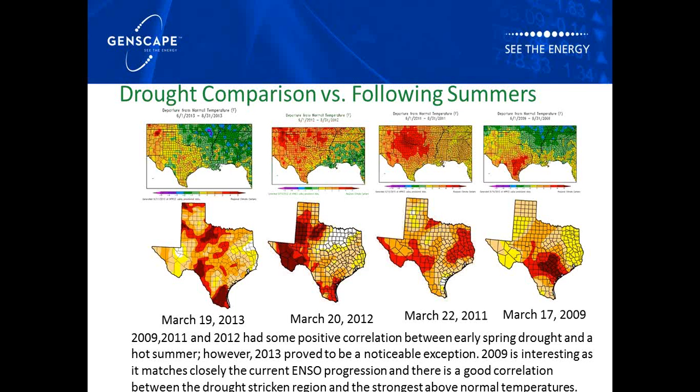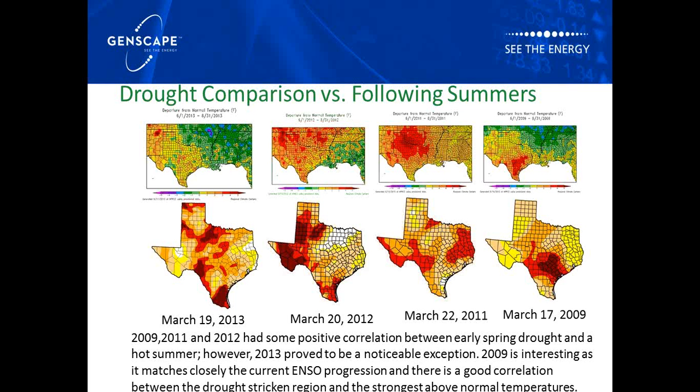Here's a look at drought comparison in the following summers. 2009, 2011, and 2012 all see a correlation between the strongest weather anomalies following drought conditions in the late summer to early spring period. 2013 is the only exception.